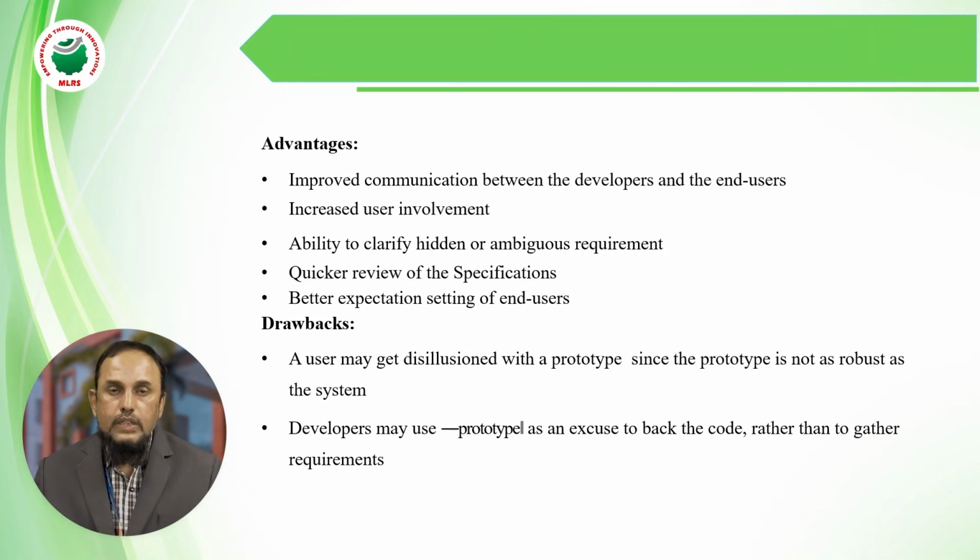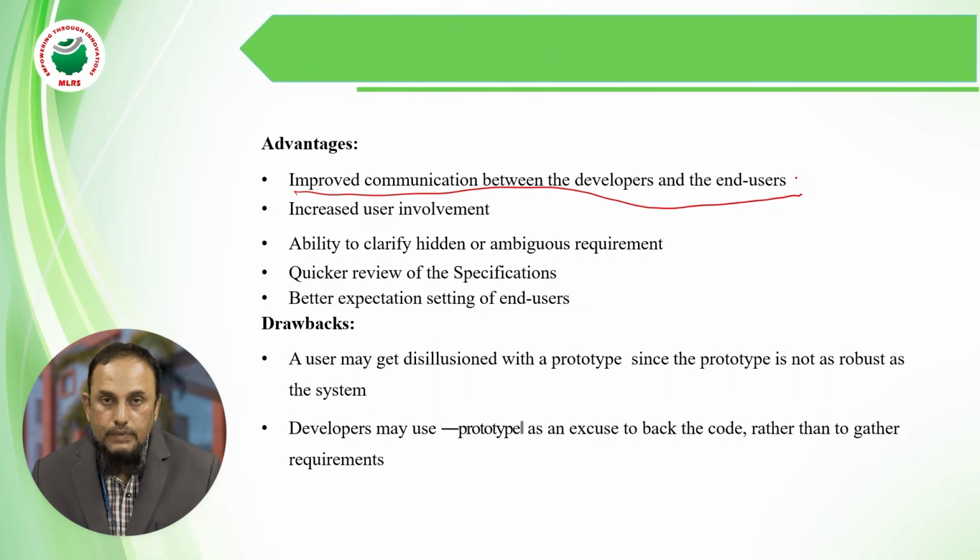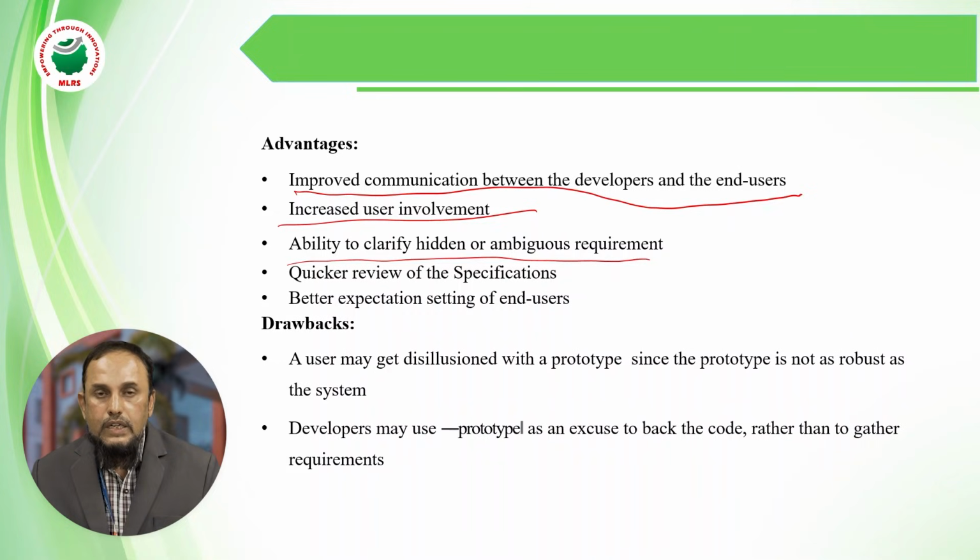Now let's see the advantages and disadvantages of this evolutionary prototype model. In this model, we improve the communication between the developer and the customer. Continuous communication between the customer and developer will be there. User involvement, meaning customer involvement, is compulsory in this model, and there is the ability to clarify hidden or ambiguous requirements. Some requirements we don't know, and the customer also cannot clearly define them. While we are in a meeting with the customer, we clear up such requirements. There is also quicker review of the specification and better expectation setting for the end users.